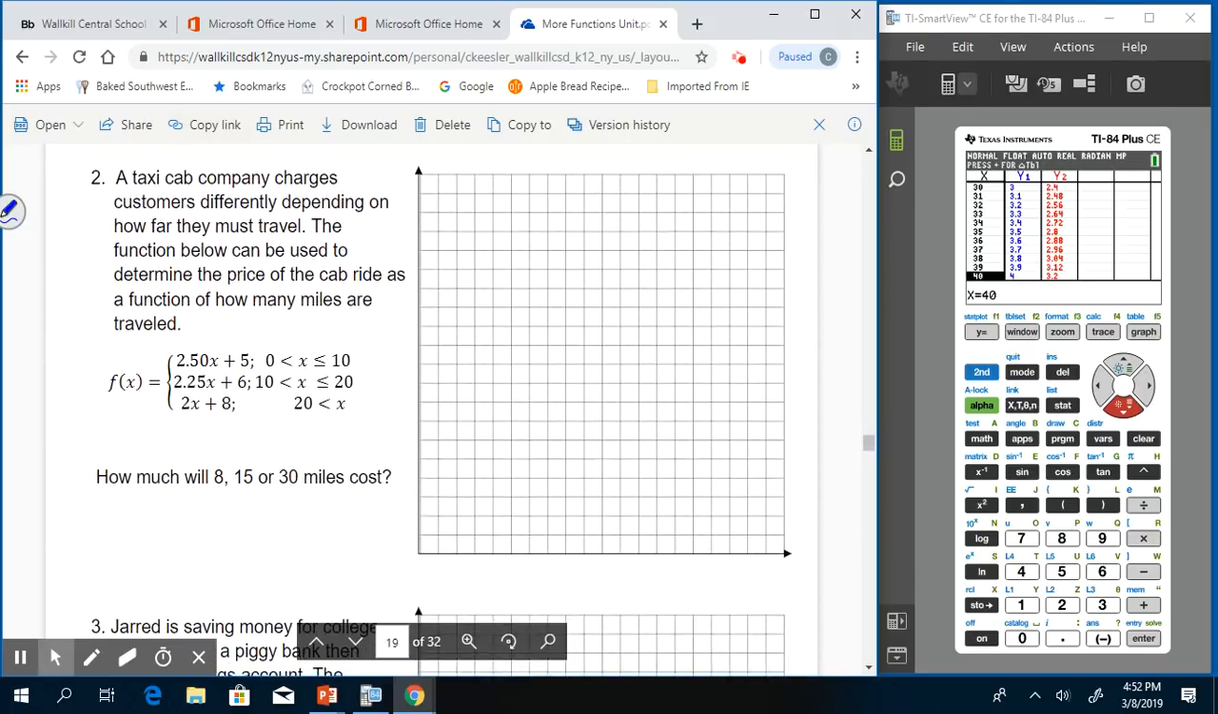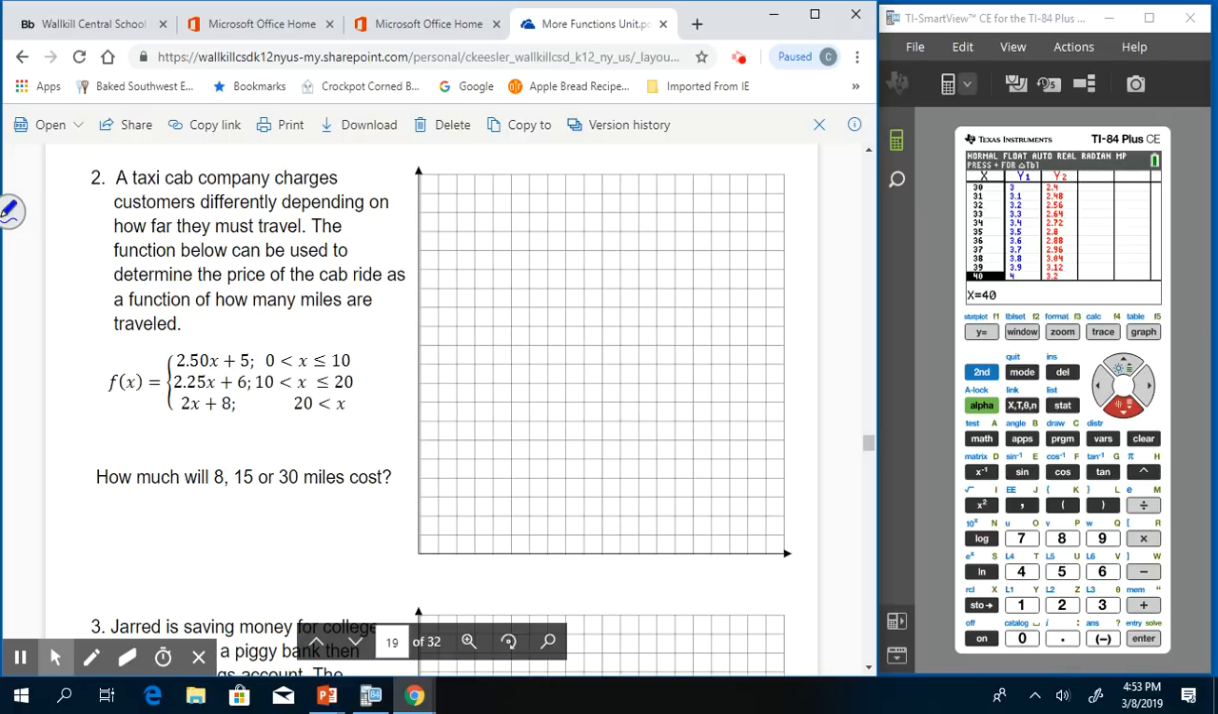Okay, so for number 2, we're talking about a taxi cab company. A taxi cab company charges customers differently depending on how far they must travel. The function below can be used to determine the price of the cab ride as a function of how many miles are traveled. So we have f of x equals 2.50x plus 5 for anything between 0 and 10, 2.25x plus 6 for anything between 10 and 20 miles, and 2x plus 8 for anything that's greater than 20 miles.